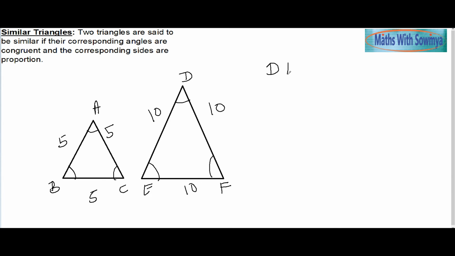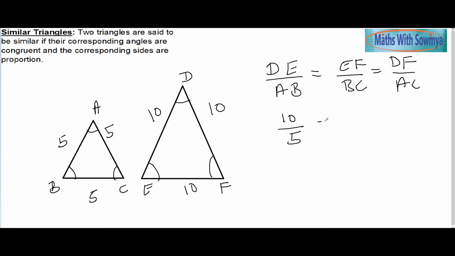Proportional means what? When you take the ratio of the sides of two triangles, they should be equal. So, EF by BC is equal to DF by AC. So, this is 10 by 5, 10 by 5, 10 by 5. So, we are getting all of them as 2, 2, 2.